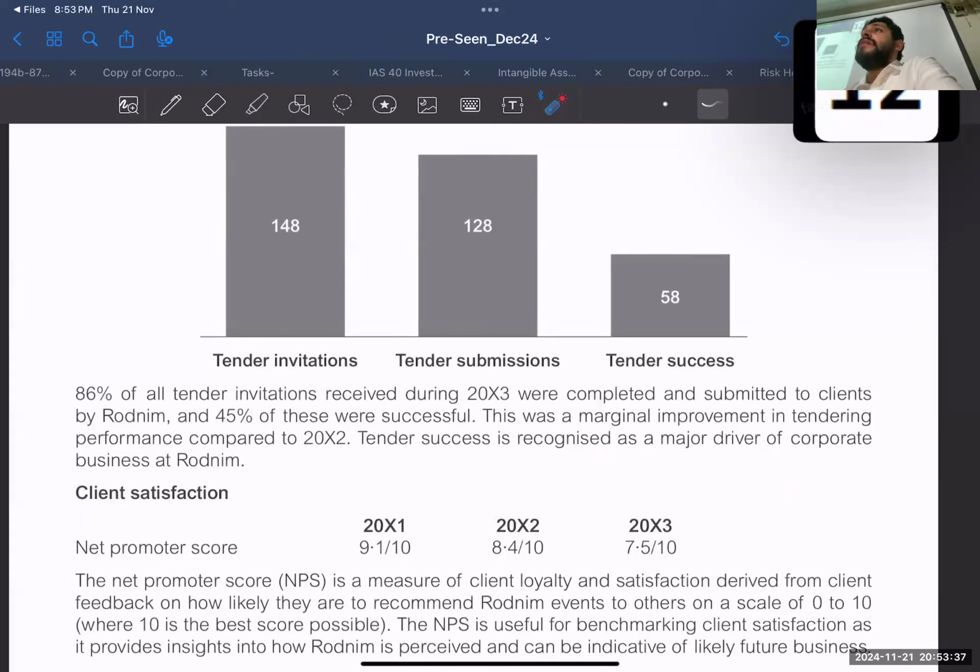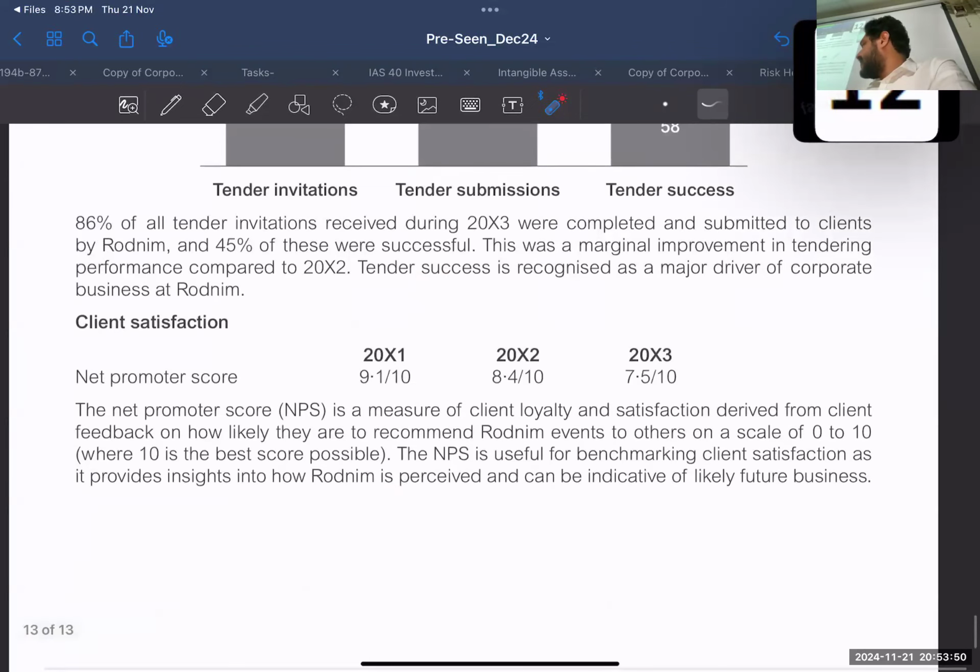Now, they may give you an extract of the financial statement of the company, and then you're going to use that financial statement in order to evaluate if they should continue offering the services at the same price or not. Okay, then client satisfaction rate. This is also a very important key success ratio. The net promoter score was 9.1 in 20x1 and 7.5 in 20x3.